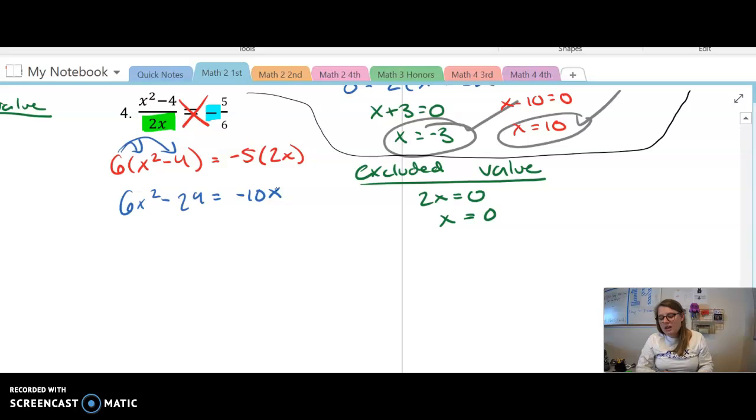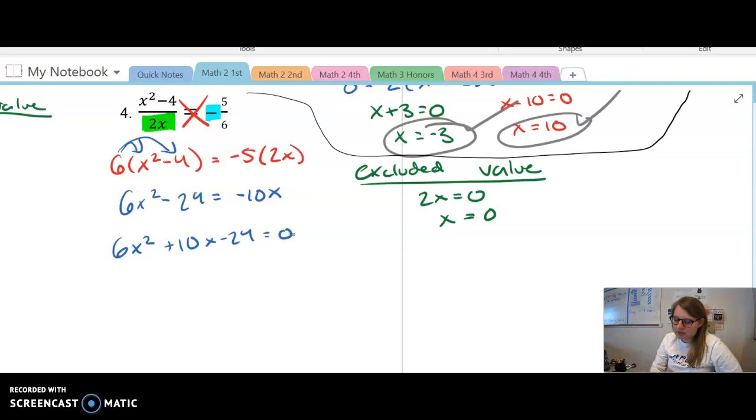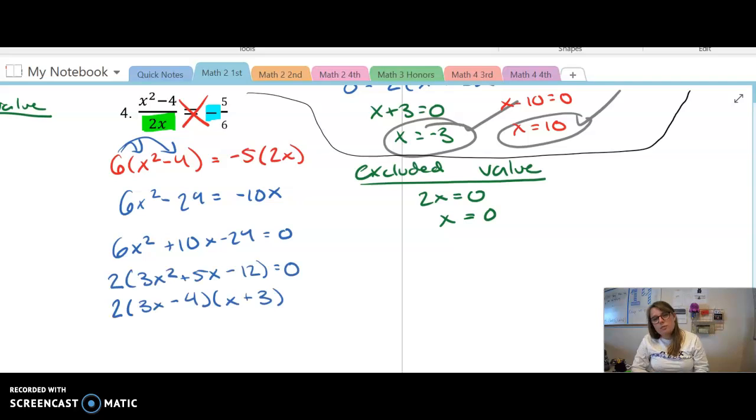Moving on from there, I see that we have a quadratic, so we need to set it equal to 0. So I'm going to add 10x to both sides, so we get it set equal to 0. Now I want you to factor this quadratic. See if you can do it. Don't forget about GCFs. Pause the video. Alright, if you factored this correctly, you should have gotten 2 times the quantity 3x minus 4 times the quantity x plus 3. And don't forget to set it equal to 0.